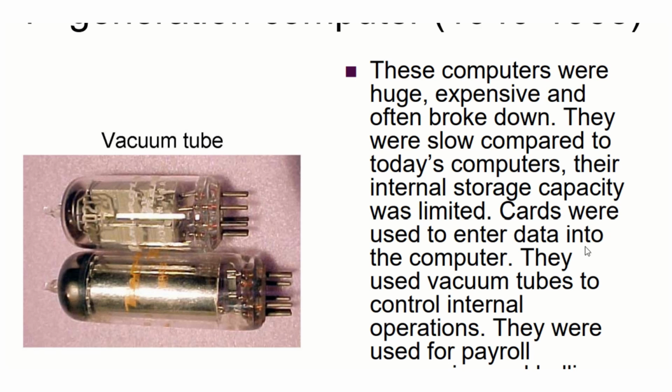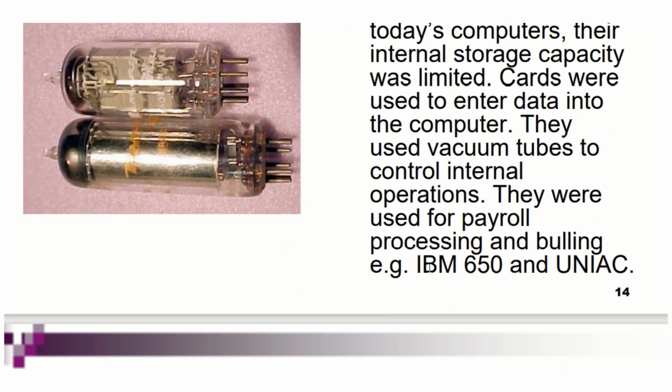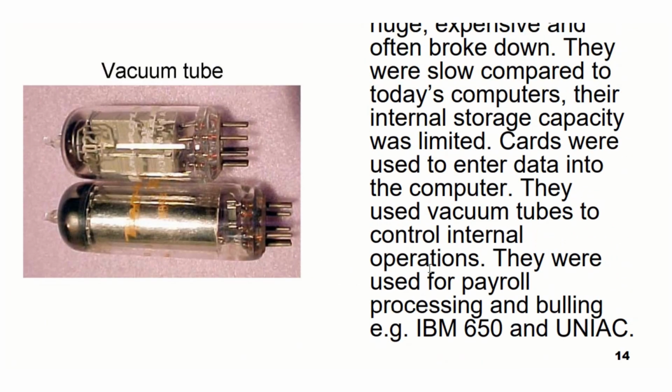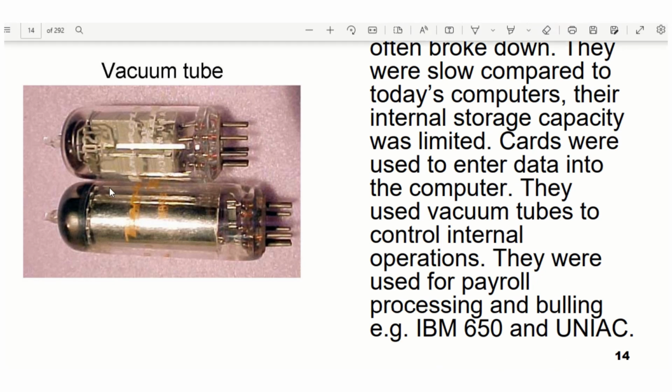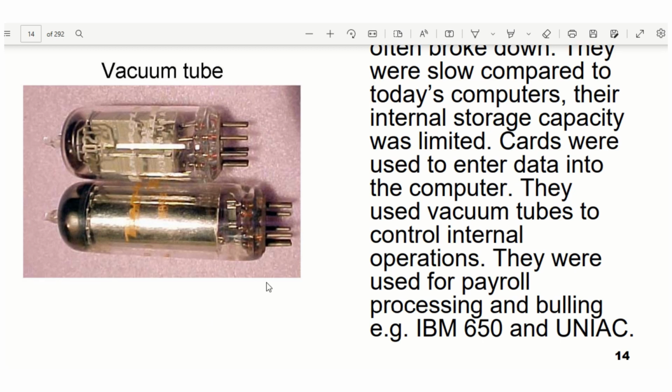Another characteristic of these first generation computers is that cards were used to enter data into the computer. They also used vacuum tubes to control the internal operation. These first generation computers were used for payroll processing systems and billing. Examples of the first generation computer are the IBM 650 and ENIAC. This is the way the vacuum tube looked in the first generation computers.